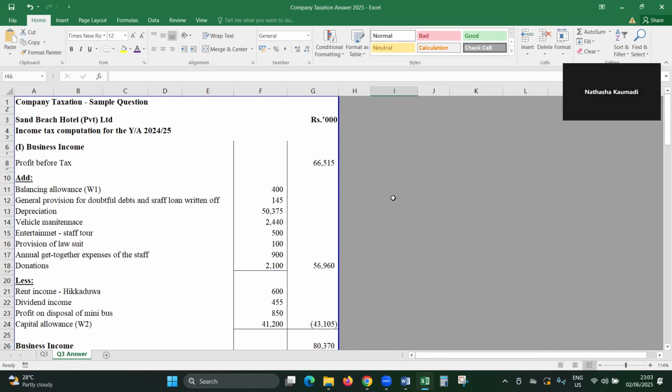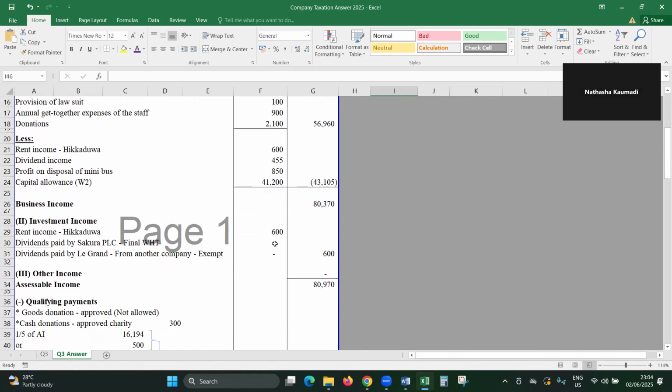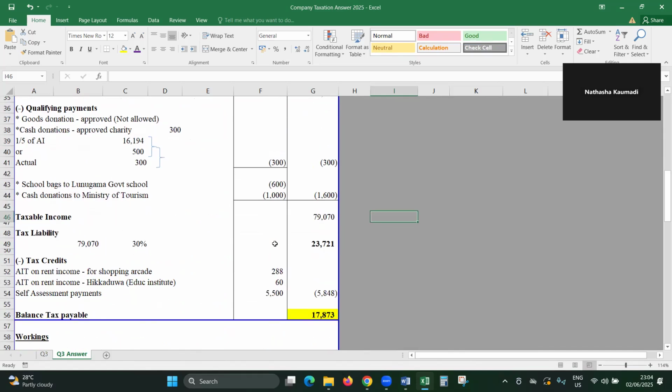If it is rent income, remove the rent income from business income, add it to the investment income, and then calculate the WHT and put it as tax credits. All the adjustments you have to do at once. If not, you will miss those adjustments. That's how you can deal with a company taxation question. So it's better to have the format with sufficient space. You will identify that space when you do more questions. When you practice, you will understand, okay, for business income I need this much space. It's okay to have excess space. And then business income, investment income, other income, like that.